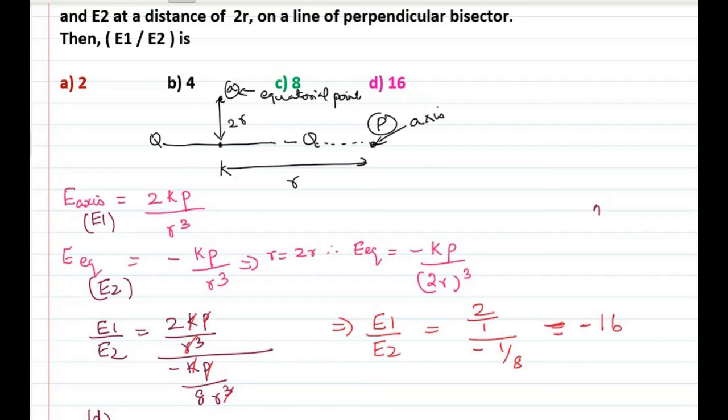So E1 by E2 will be minus 16. We can neglect the sign, so it will be 16. This negative sign denotes that at the equatorial point, at the perpendicular, the electric field will be opposite to the dipole moment. The dipole moment will be from minus q to plus q. So the field is opposite, and when you take the magnitude, you get 16. So the option is D.